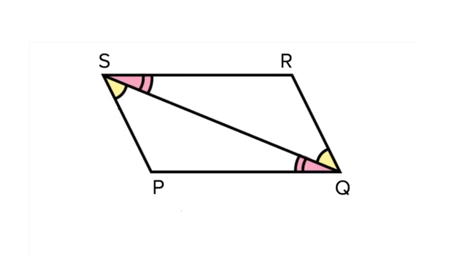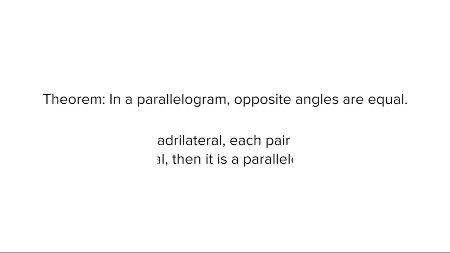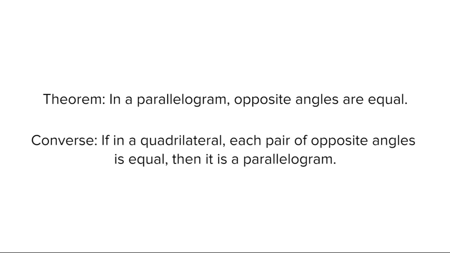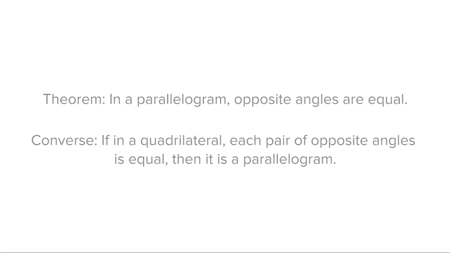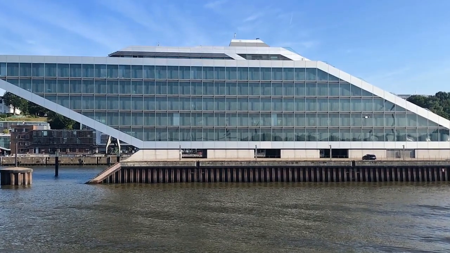So similarly, if we draw the diagonal QS, then we can prove that triangle QPS is congruent to triangle SRQ. So angle R is equal to angle P, which is again the opposite angles of the parallelogram. So therefore, it follows that the opposite angles of a parallelogram are equal. And if in a quadrilateral each pair of opposite angles is equal, then it is a parallelogram. Moving on, let's see the last property of a parallelogram.